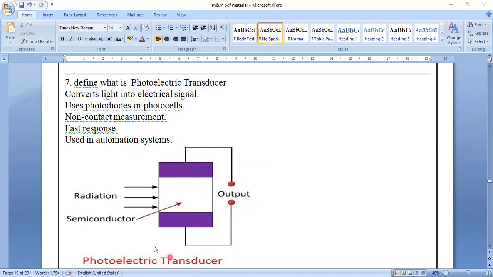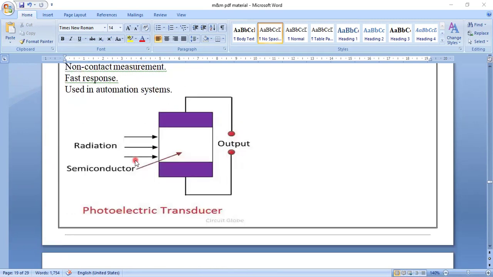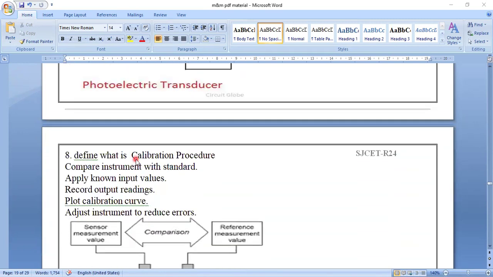So this is a photoelectric transducer. Photo means light only, it converts light into electrical signals. So light is converted into electrical signals, using photodiodes or photocells. Non-contact measurement, you will not contact, just the radiation will come here, it will touch this, and the readings are recorded. So how much radiation or light is coming, that will be converted into electrical energy. So they are fast responsive. They are also an automated system. So the instrument is an automated system.